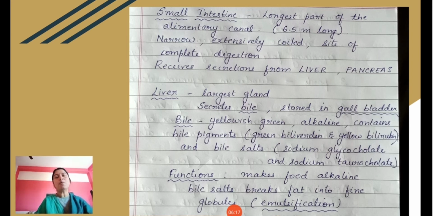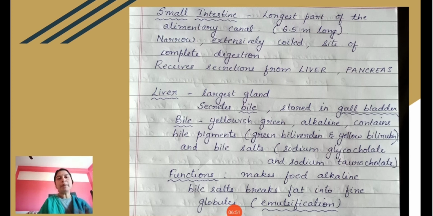And here in the small intestine, apart from secretion of its own, it also receives secretions from the liver as well as the pancreas. Now, as I mentioned earlier, the liver is the largest digestive gland and it secretes a digestive juice which is termed bile. And this bile is temporarily stored in a pouch-like organ called the gallbladder. You can go back and see the parts of the digestive system. You will be able to locate the liver and gallbladder there.